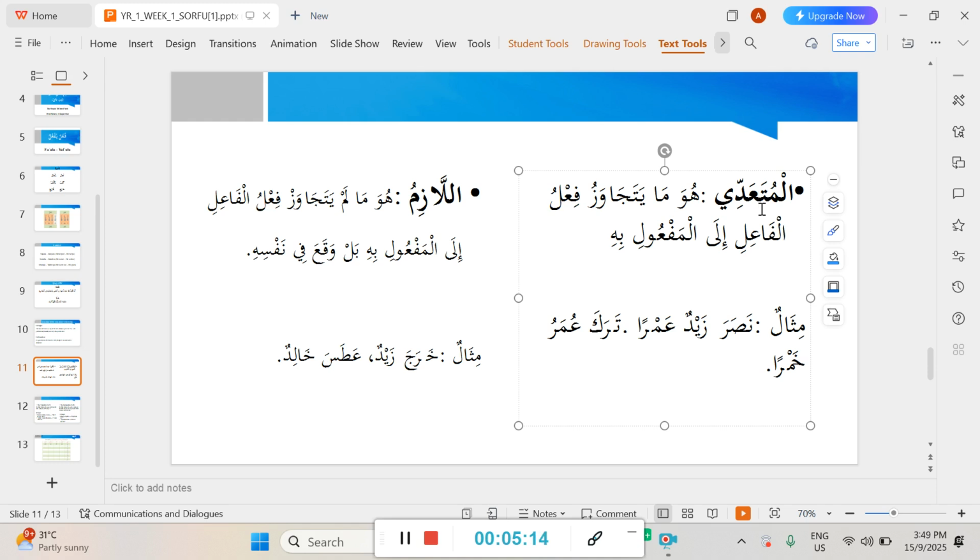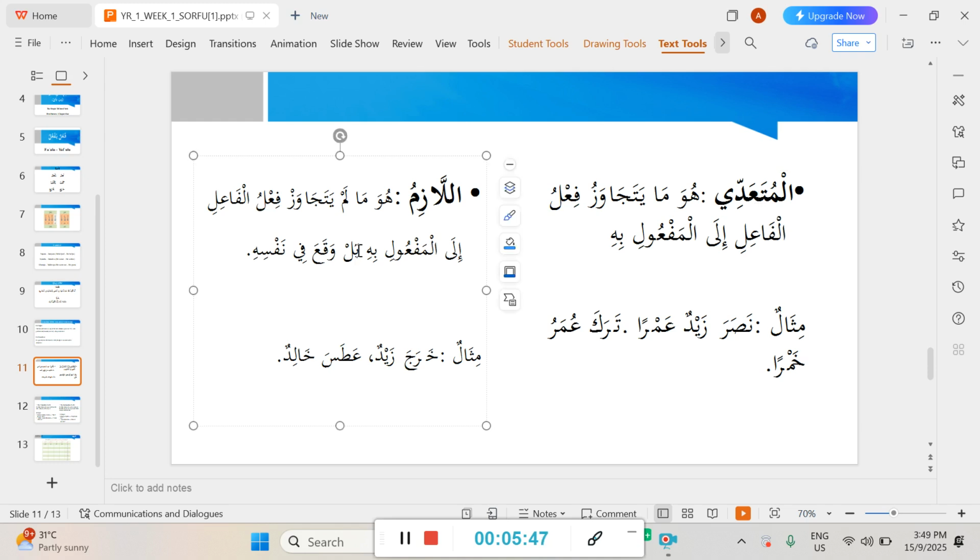That is, if we use this verb, we will need the what? The object also. It passes straight and direct to the object without using any preposition. Like what? Nasara Zaidun Umar. Zaid helped Umar. Can you see? The subject here is Zaid and Umar is the object here. So the verb help transits, or passes, from the doer to the object.